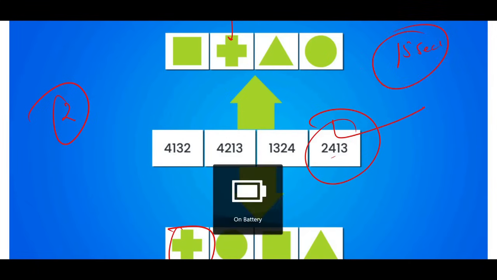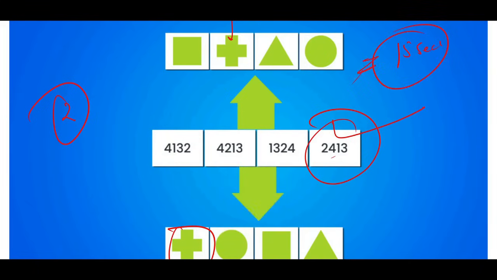Okay, so the time will be very less. This is the main part. The time will be less, so in less time only you need to solve that. Okay, so the answer will be 2, 4, 1, 3. Okay, I hope you guys got it.